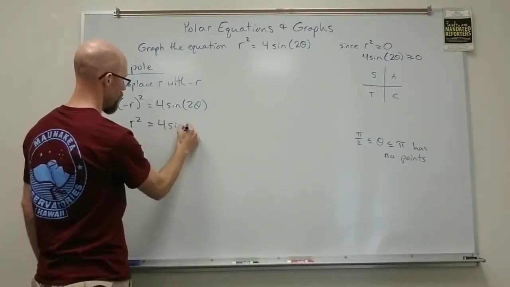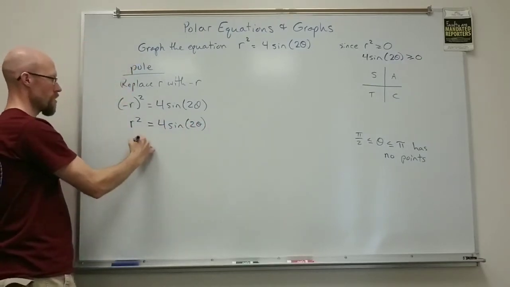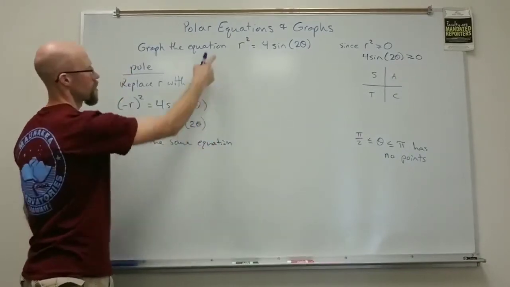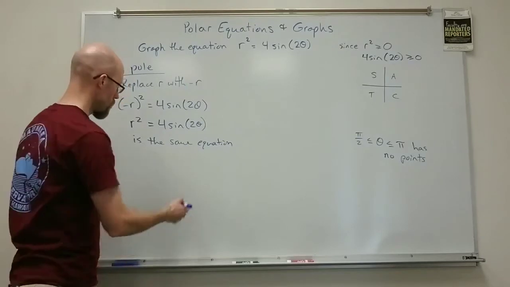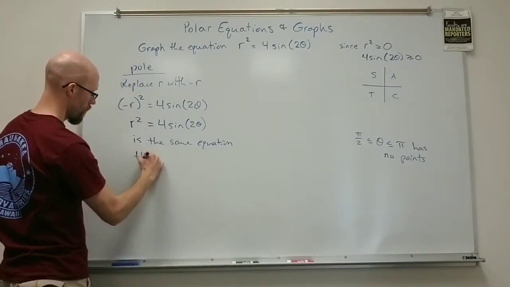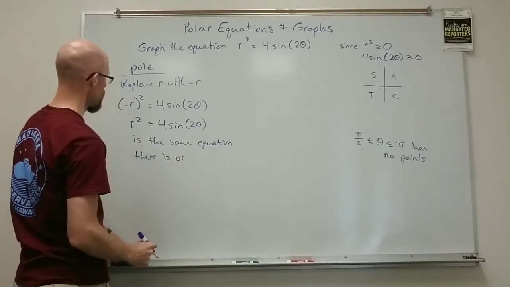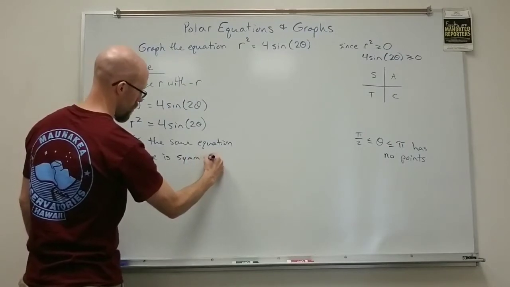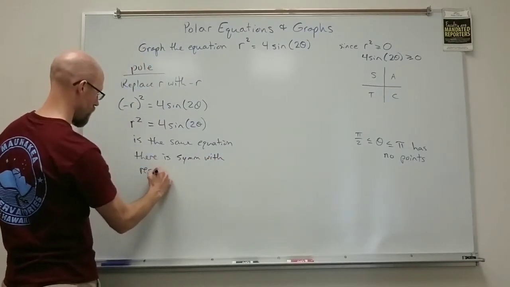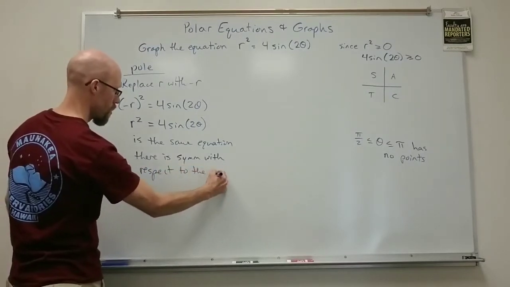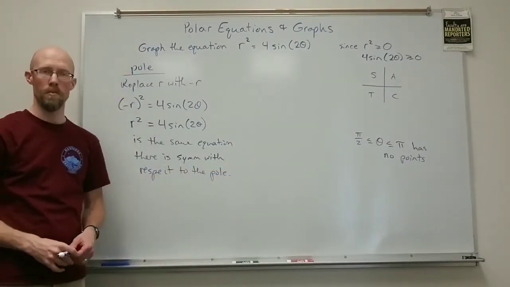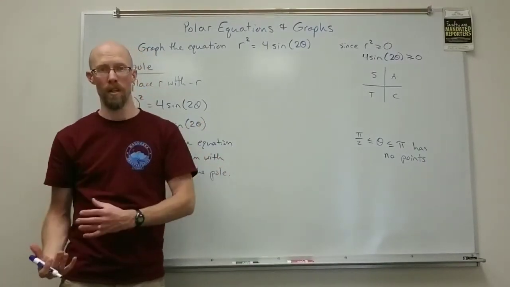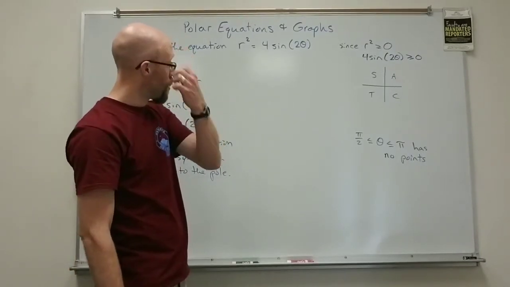And so this is the same equation that we started out with, okay, after simplifying. And so here we do have symmetry with respect to the pole. Symmetry with respect to the pole. So whatever if I were to plot part of this graph, I can always reflect it across the pole.